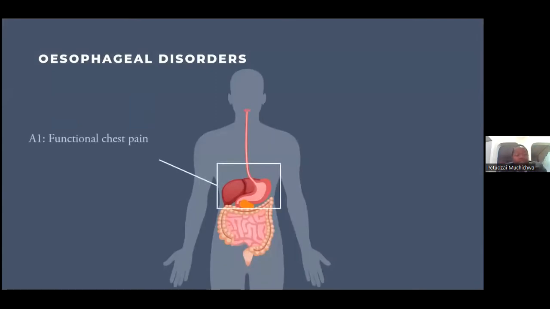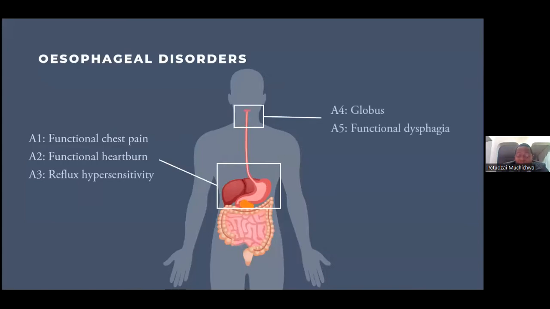Then we can go on to esophageal disorders. Under esophageal disorders, A1, we have functional chest pain, functional heartburn, reflux hypersensitivity, A4 globus, and functional dyspepsia. That will be the classification according to the Rome IV criteria.